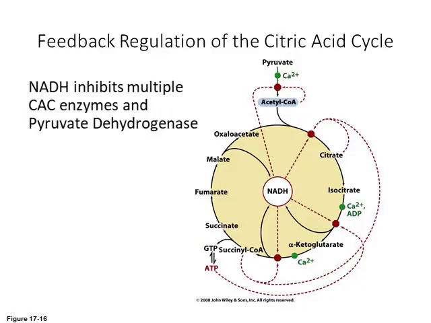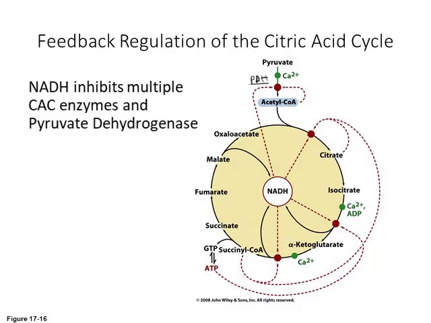These red stop signs represent enzymes that are inhibited by high concentrations of NADH. So we see inhibition of multiple citric acid cycle enzymes, and we also see inhibition of the enzyme that oxidizes pyruvate to acetyl-CoA, pyruvate dehydrogenase. There are other regulators as well. ADP and calcium both activate reactions of the citric acid cycle and PDH, but NADH regulation is key.